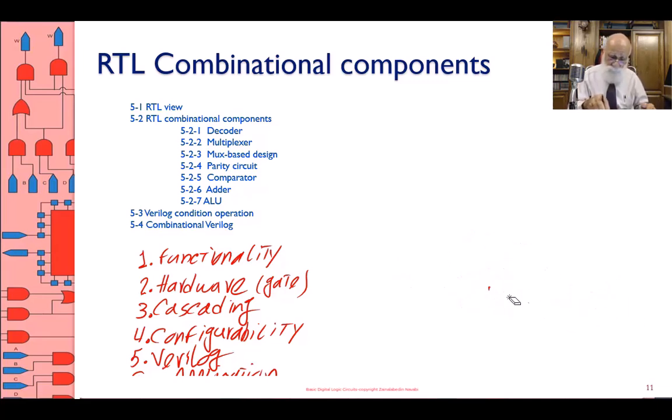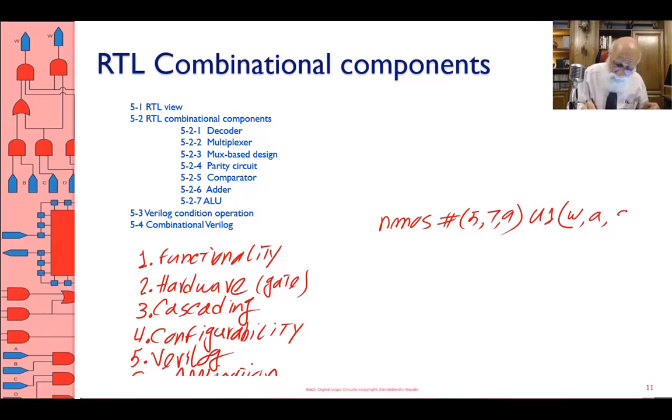Throughout, we will learn new Verilog constructs. So far, what we have learned with Verilog is transistor instantiation in MOS, optionally 3 timing values, 5, 7, 9, an optional instance name, the output W, the input and the gate control.